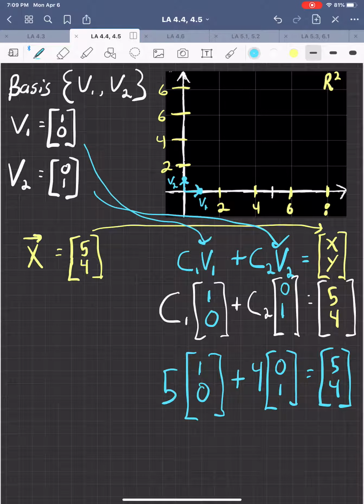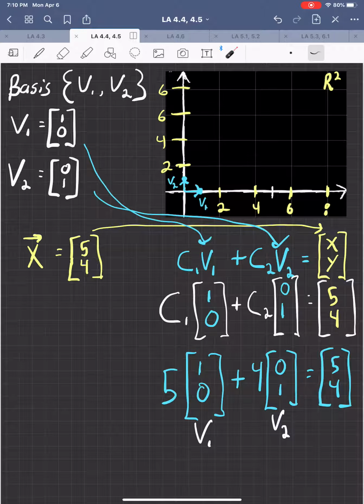And now what is more important is going to be the geometry of what's about to happen. So let me label V sub 1 under the vector V sub 1 and V sub 2 under that vector V sub 2. And now let's you and I think about how we get to the point 5, 4. Yes, I agree. We go to the right 5 and up 4.